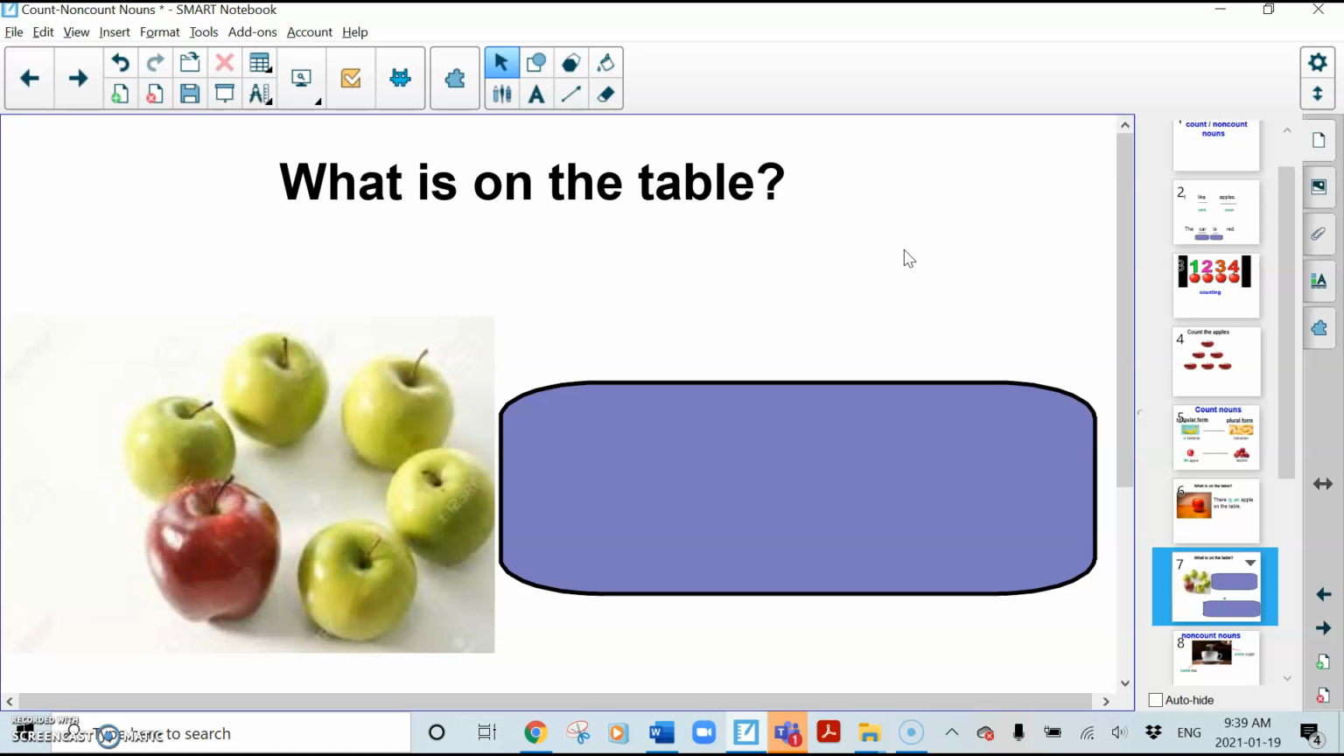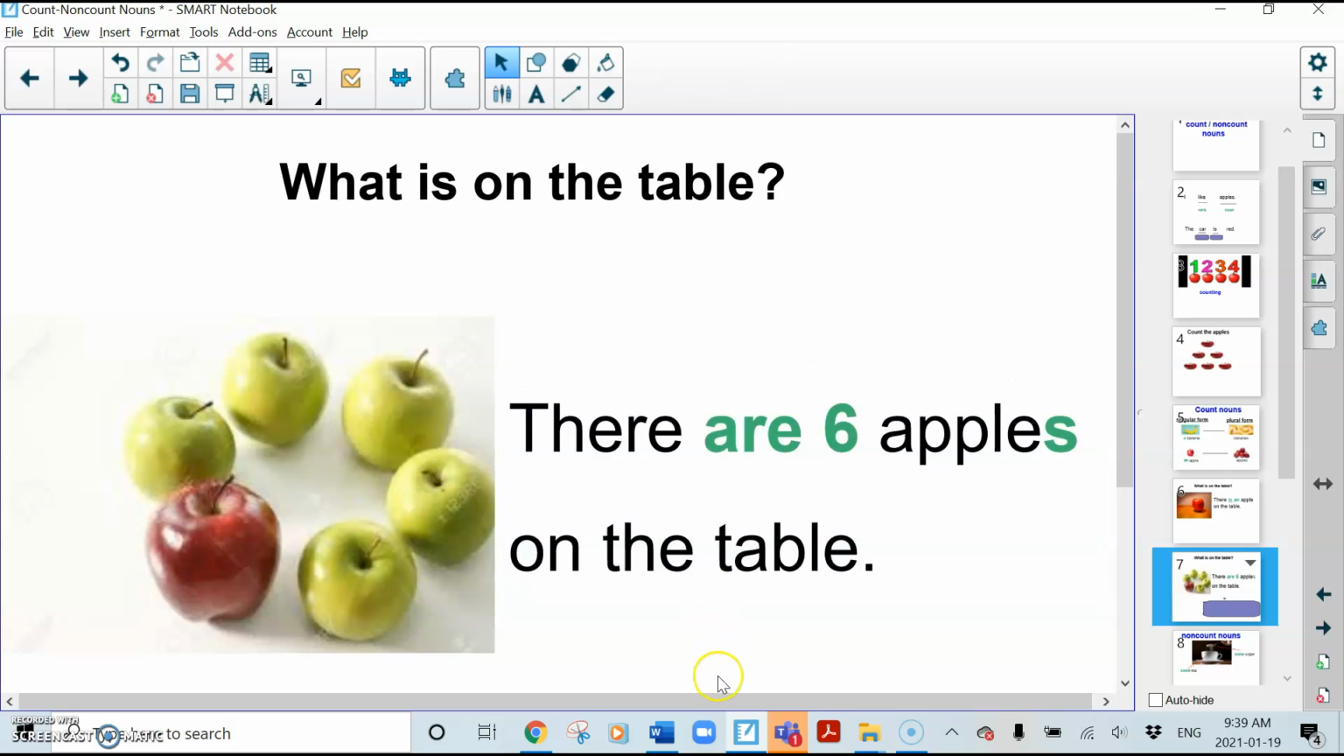What's on the table now? Now you can count. 1, 2, 3, 4, 5, 6. There are 6 apples on the table. So many apples, 6 apples, s. And we use are because it's plural, plural s.